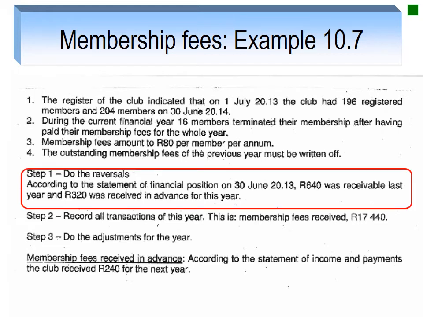So we're looking at step 1 to do the reversals. The statement of financial position on the 30th of June 2013 tells us 640 was receivable last year, hadn't yet been paid, and 320 was received in advance at the end of last year, which was actually for the current year that we're busy with now.